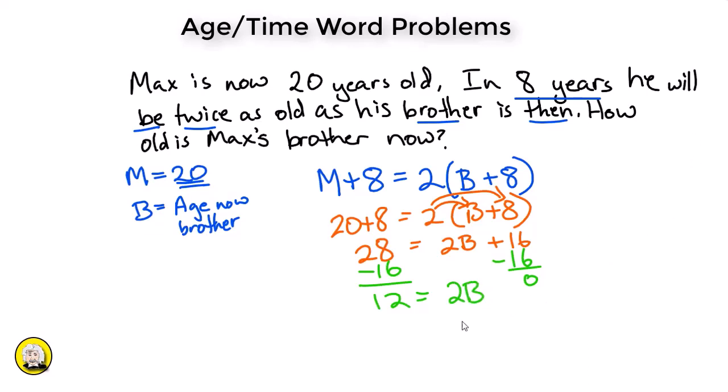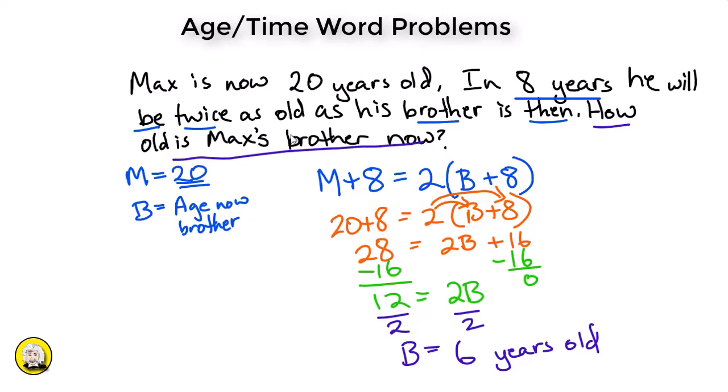2B equals 12. And of course, if I divide both sides by 2, I will end up with B equals 12 divided by 2, or 6 years old. And of course, I'll reread the question, always a good tip, just to make sure you're answering the question asked: how old is Max's brother now? And B, by definition, we said is his brother's age now. In 8 years, he's 14, but right now, Max's brother is 6 years old. And that's the answer to the question.